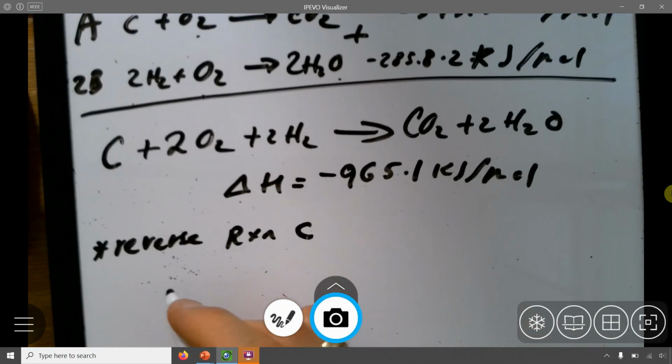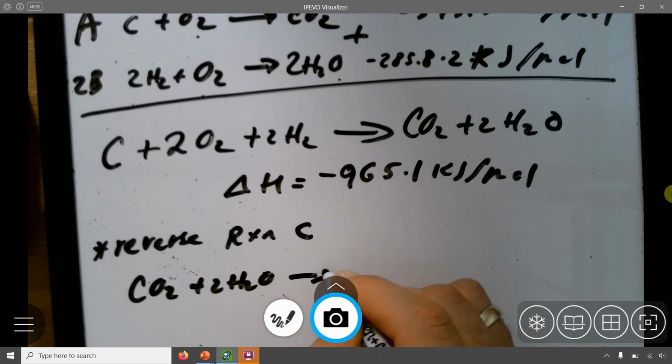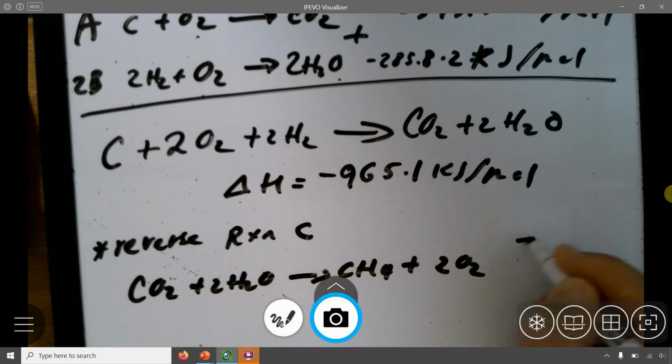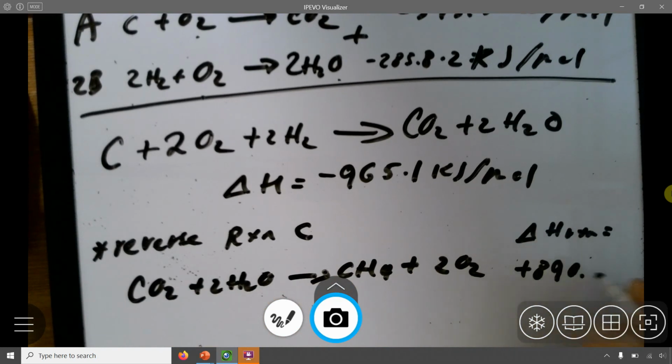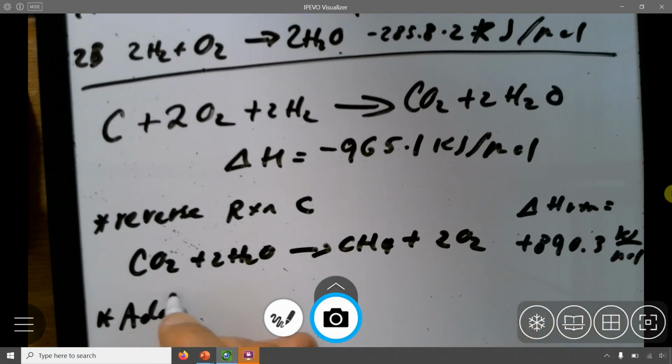So if I reverse my reaction C, I just change the negative to positive for the delta H of reaction, and I put the reactants on the product side and the product on the reactant side. So I get CO2 plus 2H2O. That goes to CH4 plus 2O2, and now my delta H of reaction is going to be positive 890.3 kilojoules per mole. Now add this negative C to this A plus 2B that we already did.